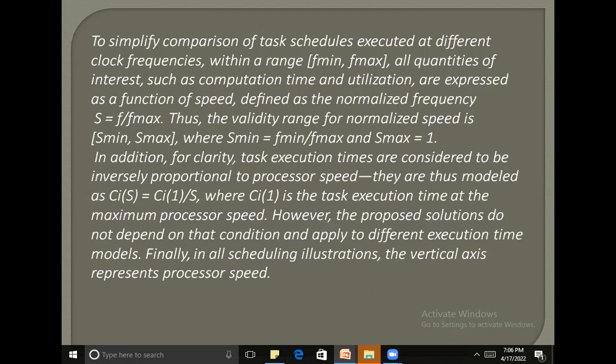In addition, for clarity, task execution times are considered to be inversely proportional to processor speed. They are thus modeled as Ci(s) equals Ci(1) divided by s, where Ci(1) is the task execution time at the maximum processor speed. However, the proposed solution does not depend on that condition and applies to different execution time models. Finally, in all scheduling illustrations, the vertical axis represents processor speed.